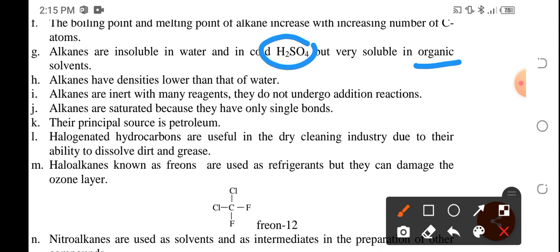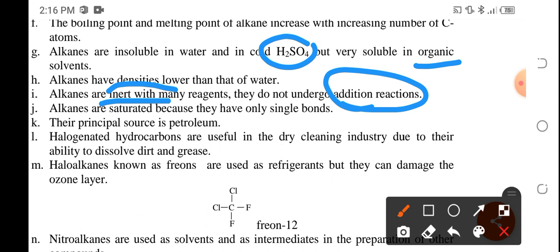Okay? Alkanes have lower density than that of water. Ibig sabihin, pag pinagsama mo yung water and alkane na yan, hindi sila mag-mix. Rather, si alkane ay mag-float kasi nga, mas magaan siya. Lower density. Okay? Alkanes are also inert. Pag inert sinabi, they are unreactive. Hindi sila magre-react.